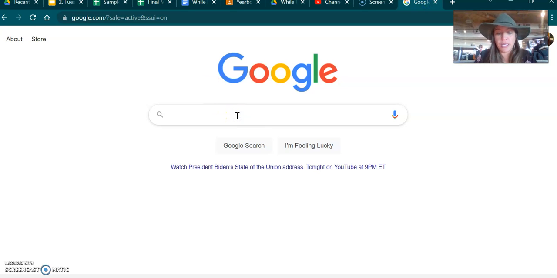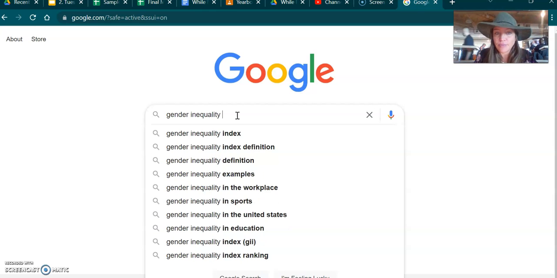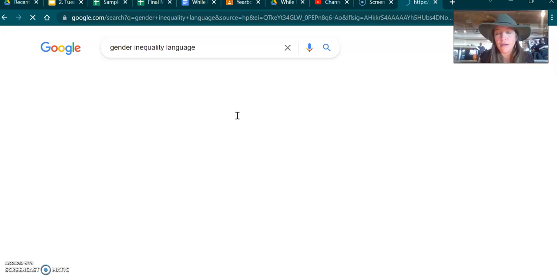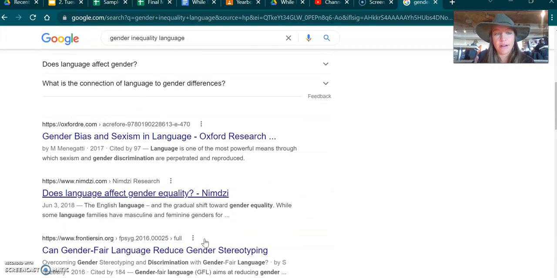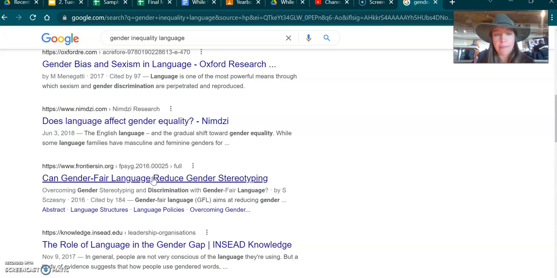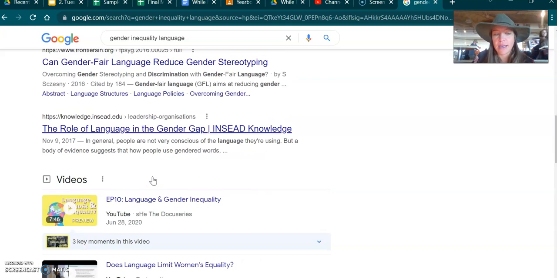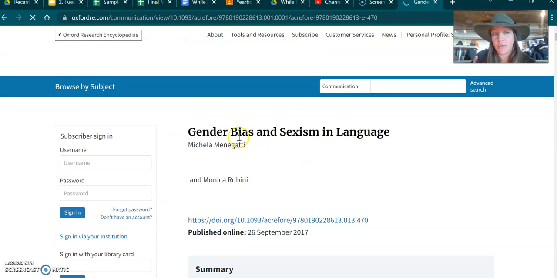If I just simply type into Google, remember, my issue is gender inequality, so I'm searching for that. So I'm going to say gender inequality language. I'm going to hit enter, and I'm going to see what I have here. We're going to see here gender bias and sexism in language. So I can peek into that. Really, as I'm looking through anything, any word I come across that I feel like could be useful in connecting to the actual topic, I can go ahead and add.